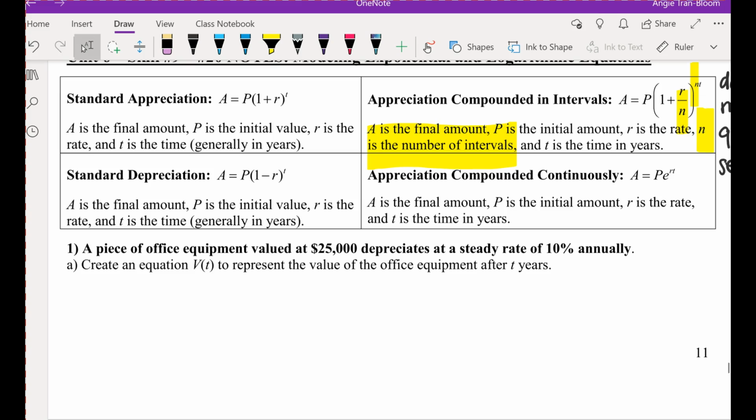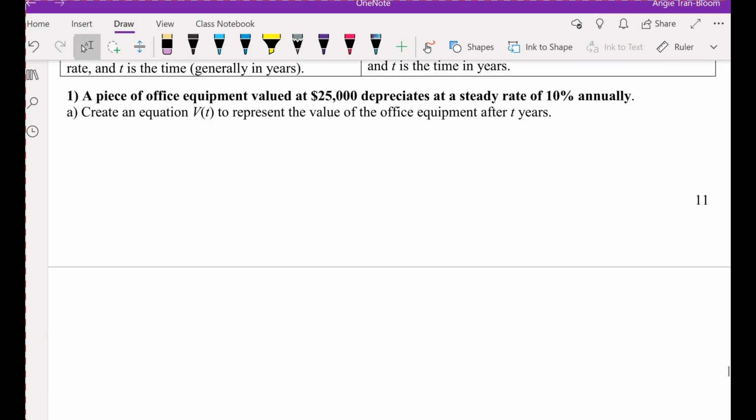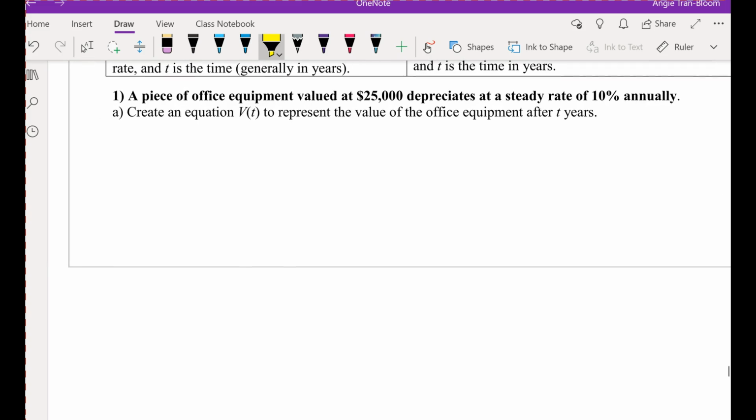Number 1, can you help me read, Valerie? A piece of office equipment valued at $25,000 depreciates at a steady rate of 10% annually. All right, class. Part A. Create an equation V of T to represent the value of the office equipment after 2 years.